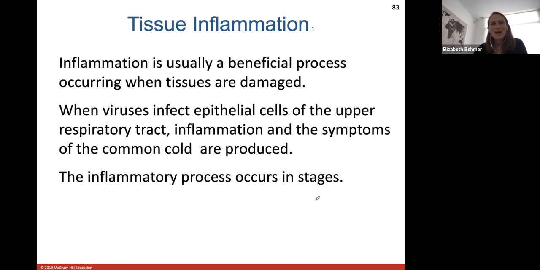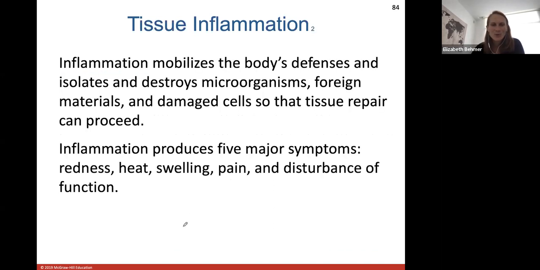Inflammation is usually a beneficial process occurring when a tissue is damaged. So anytime you swell up or get red, it's usually your body's way of trying to fight off whatever damage or infection is occurring. So inflammation is usually a beneficial process. When, for example, a virus infects the epithelial cells of your upper respiratory tract, inflammation and the symptoms of the common cold are produced to try to get rid of that virus. The inflammatory process occurs in stages, which we'll go through.